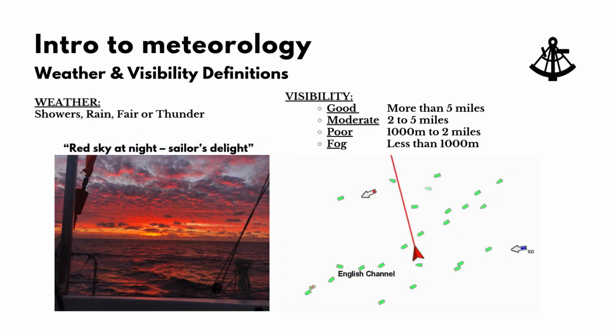The weather forecast will also tell us what type of weather we can expect. That means showers, rain, fair weather, or thunderstorms. An important part of the weather forecast is the visibility. That means how far we can see at sea. Good is more than 5 miles, moderate is 2 to 5 miles, and when it starts to get down to poor or foggy conditions, then you have to start thinking about whether or not to stay in port, because going into a shipping lane like the English Channel in foggy conditions can be very dangerous.